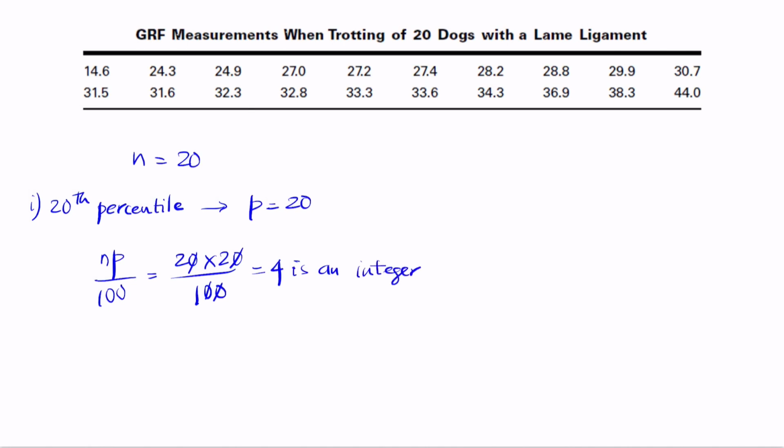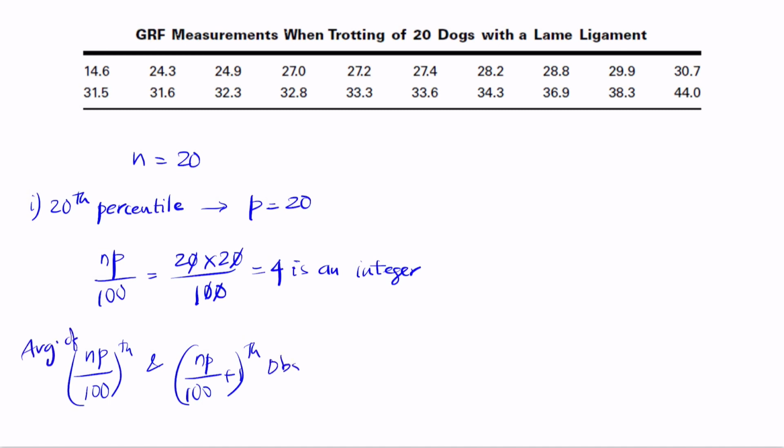When NP by 100 is an integer, we have to take the average of the NP by 100 and NP by 100 plus 1th observation. What does that mean? NP by 100 value is 4, so the 4th, and NP by 100 plus 1 becomes the 5th observation. So we are taking the average of the 4th and 5th observation.